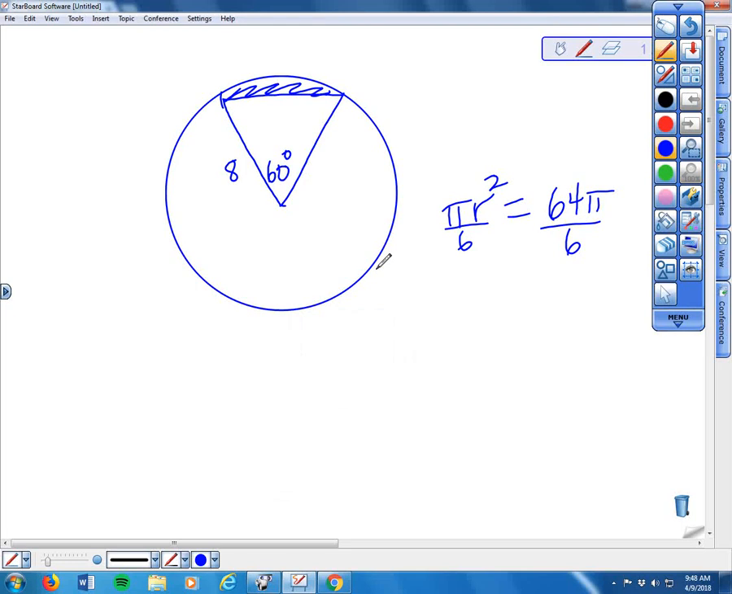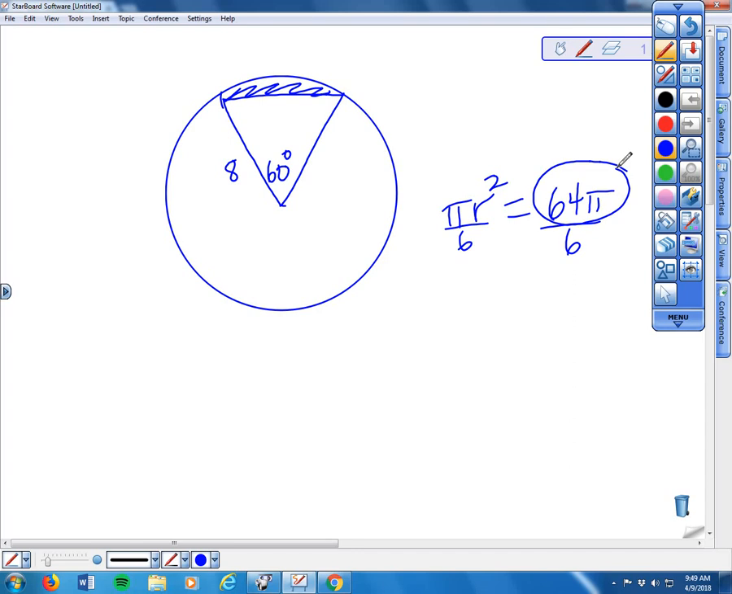Okay, I'll back up. To find the area of a sector, which would be this whole pie shape, we're going to take the fraction the sector is, which in this case is 1/6, times the area of the whole circle. And the area of the whole circle is 64 pi. Multiply that by 1/6. This is the same as dividing by 6. And we'd have our area of the whole sector.